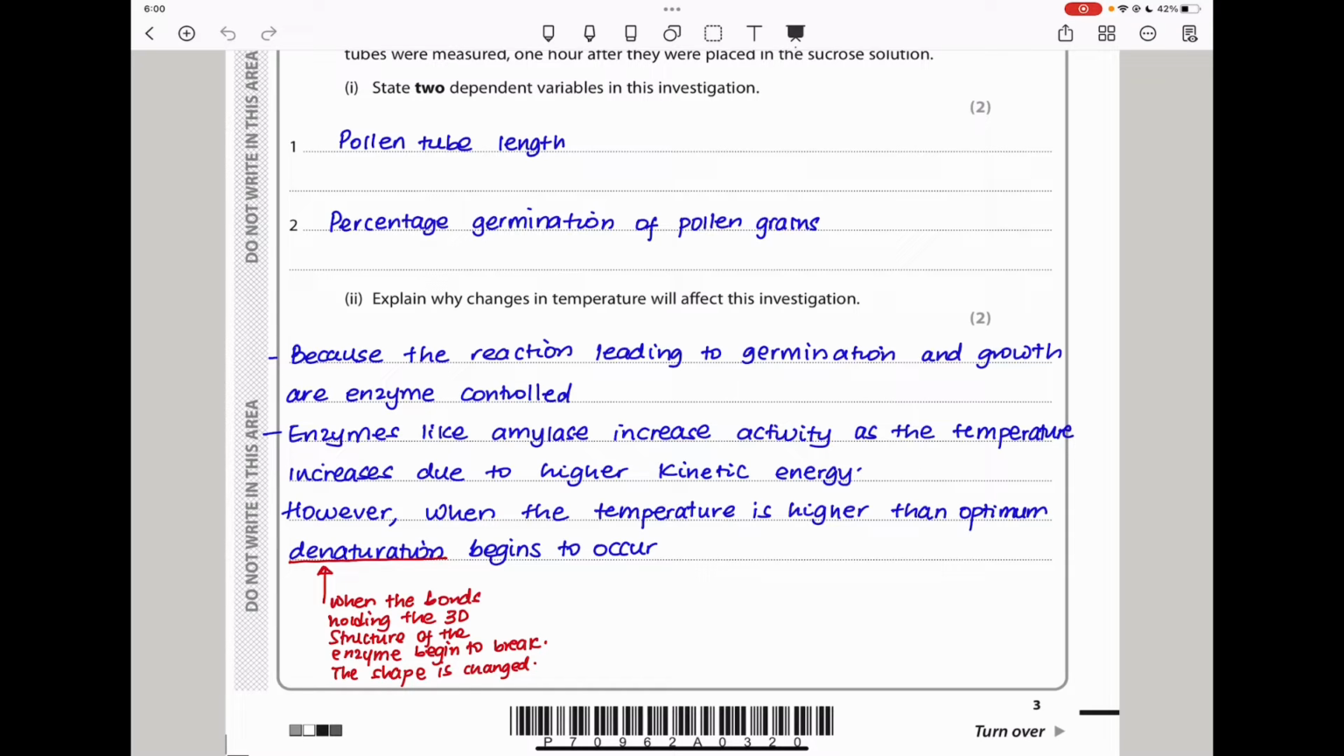Denaturation is when the 3D structure of the protein is changed as the bonds holding the 3D structure begin to break. So the active sites are going to be changed, and therefore the substrate can no longer fit into the shape of the enzyme, so the rate goes down.